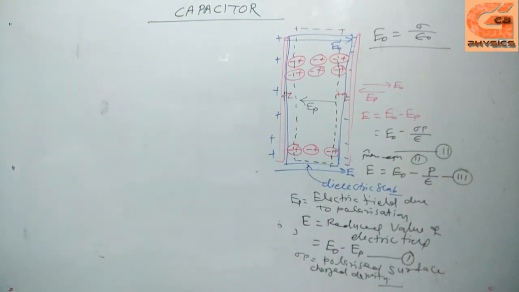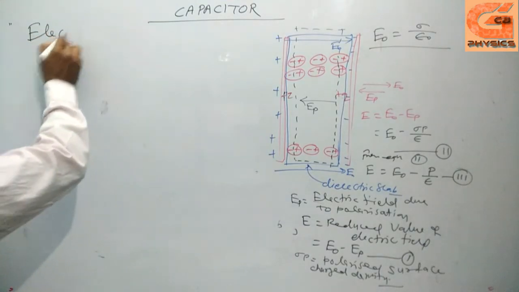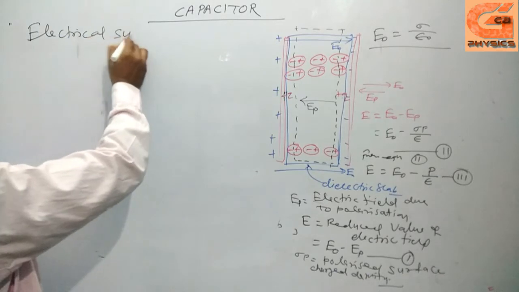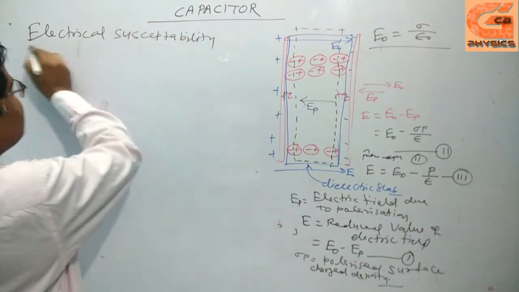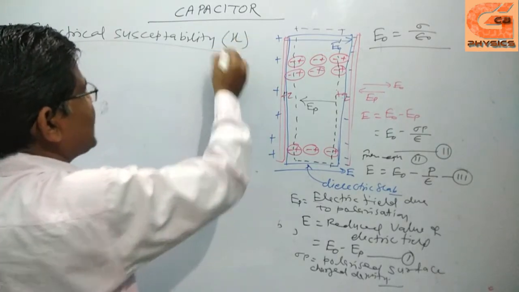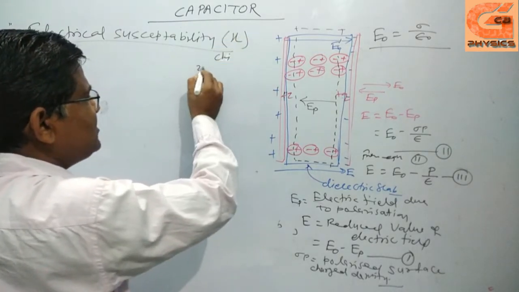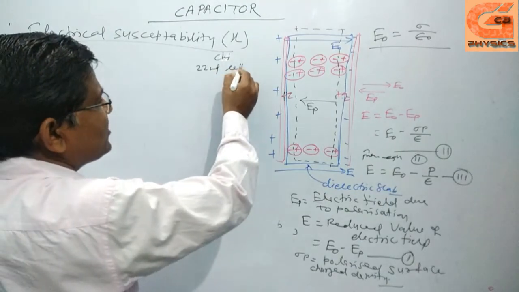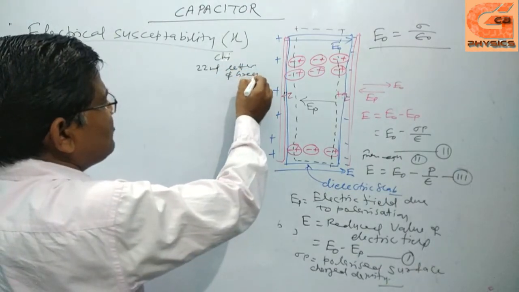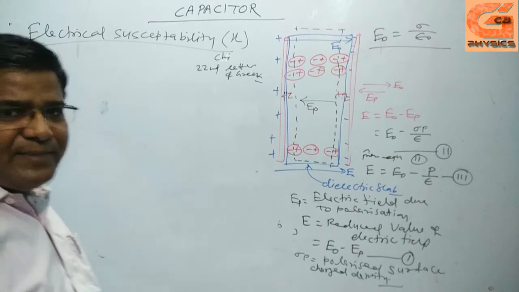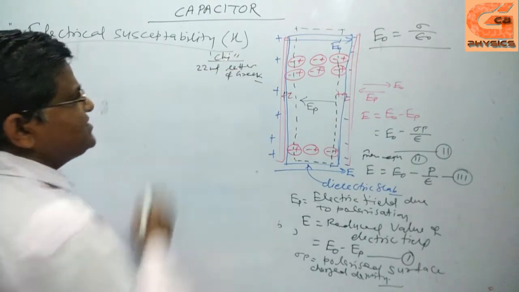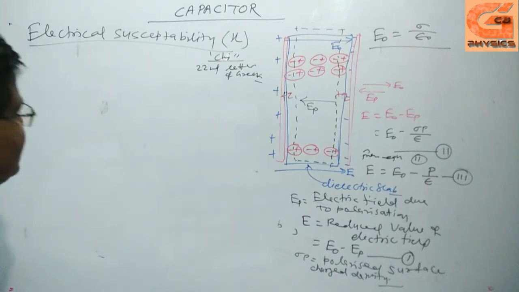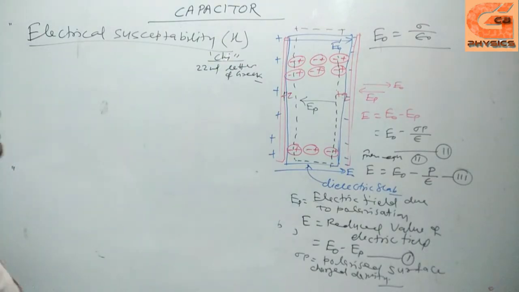Electrical susceptibility. It is denoted by chi, the 22nd letter of the Greek alphabet. There are 24 letters in the Greek alphabet, and this is the 22nd, read as chi. Chi is the electrical susceptibility.